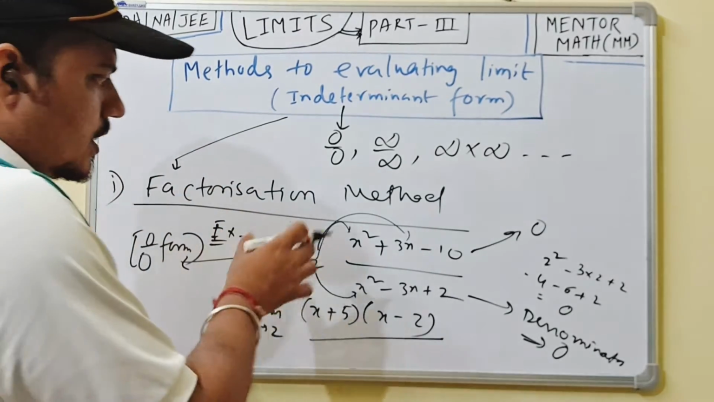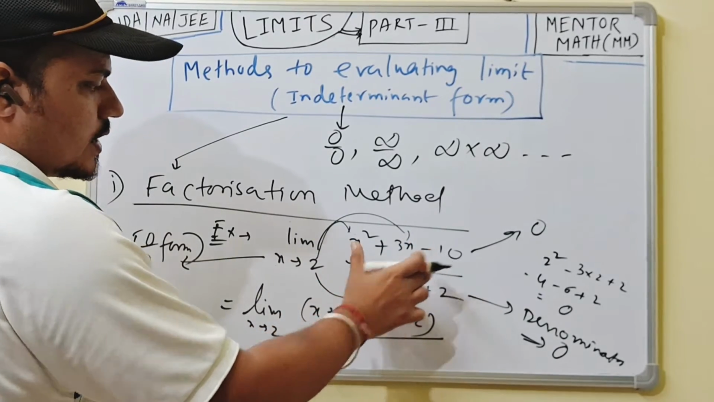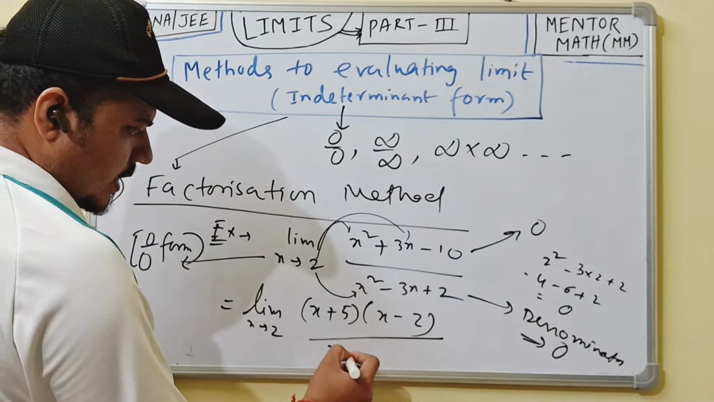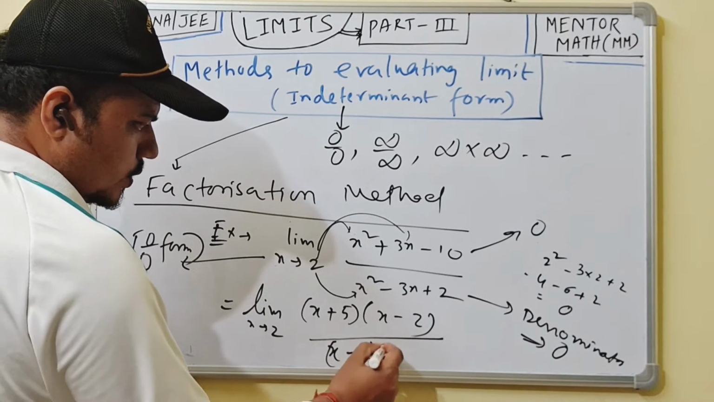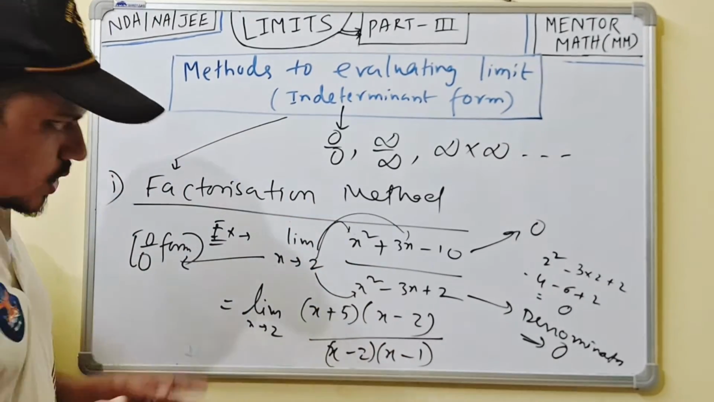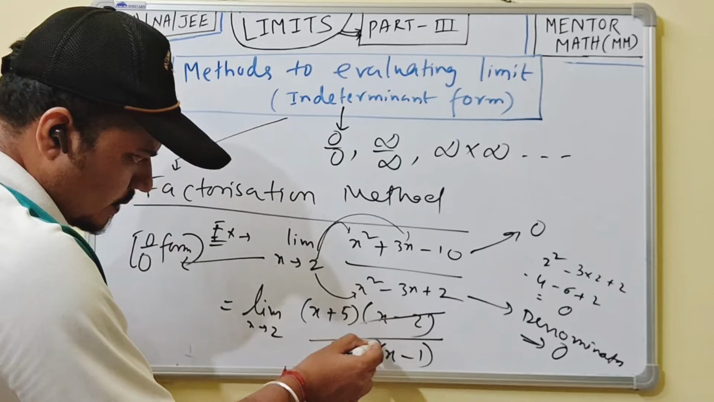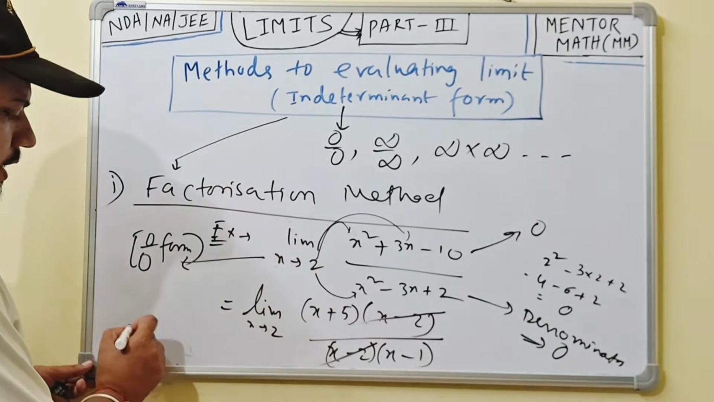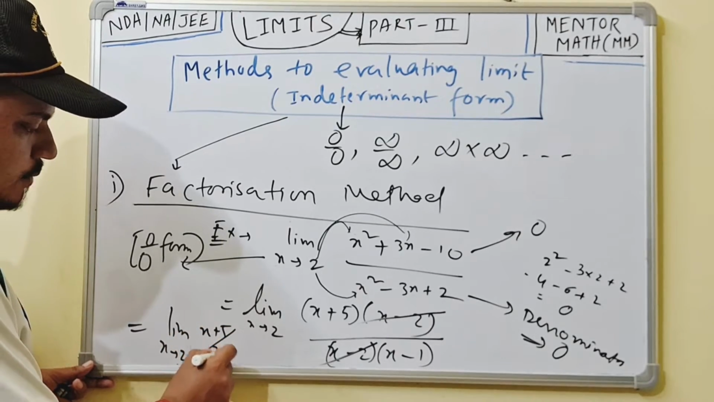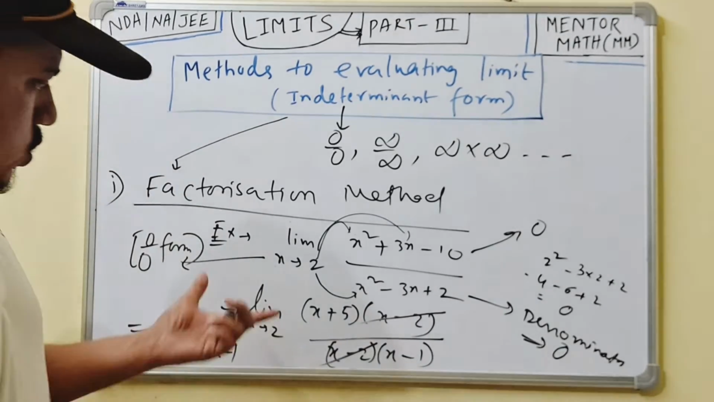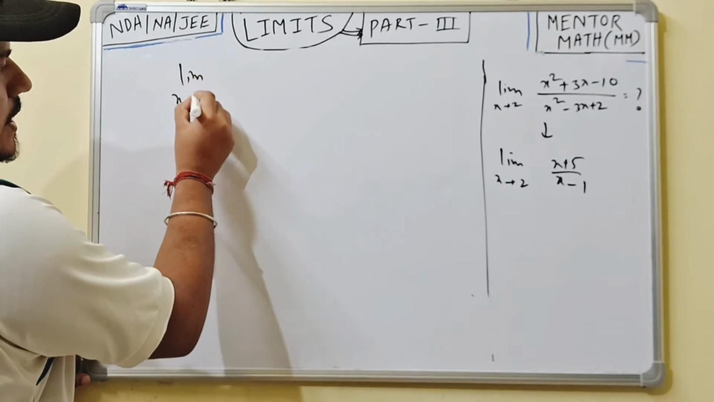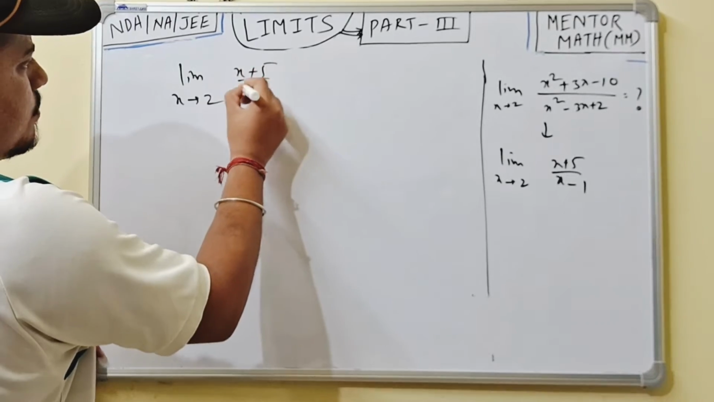The numerator factors to x plus 5 into x minus 2, and the denominator, x square minus 3x plus 2, you can write as x minus 2 into x minus 1. Now you can easily see that x minus 2 cancels, and the remaining part is limit x tends to 2 of x plus 5 by x minus 1. Okay, copy please. Now you have that form.